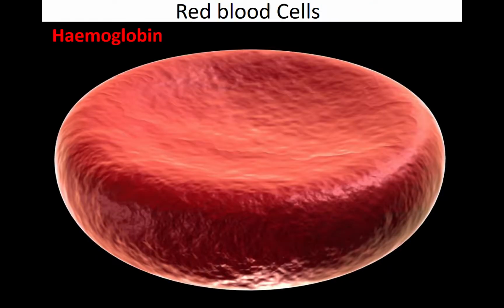Red blood cells are biconcave. That means they have a dent in either side of them, a concave shape. But the word bi, meaning two, says that they have two dents, one on either side. The reason for this shape is in order to allow maximum oxygen absorption and transportation.